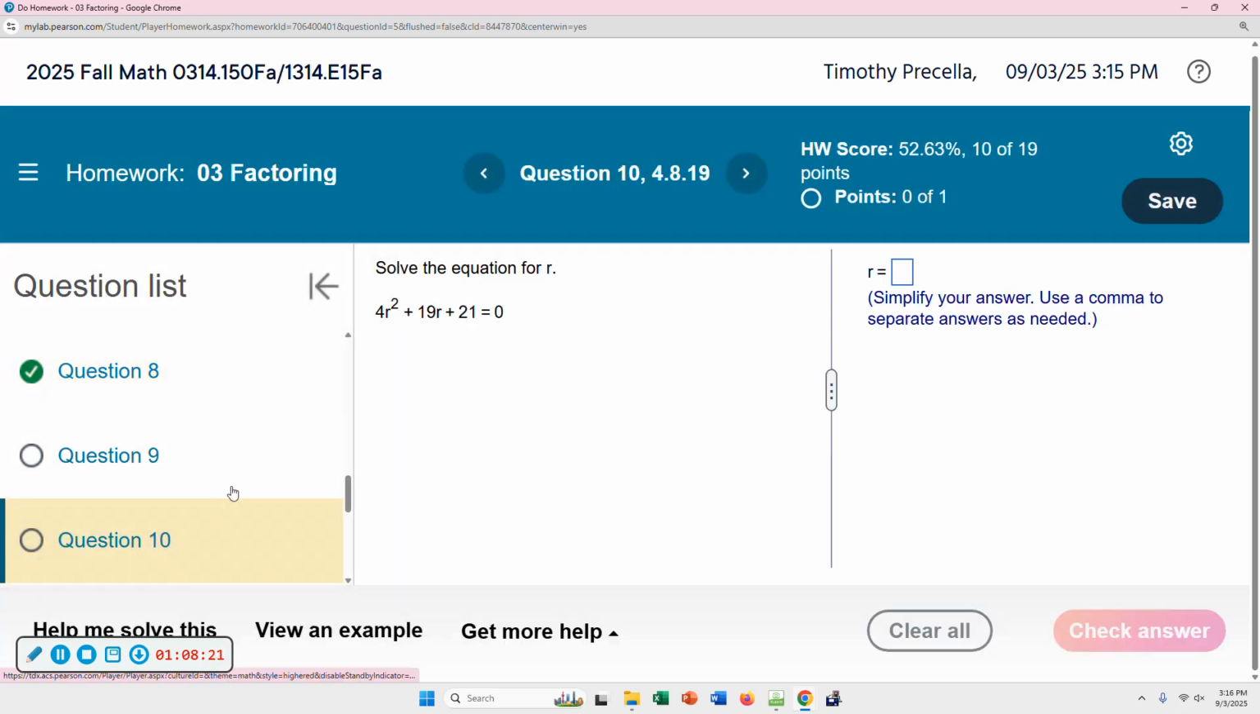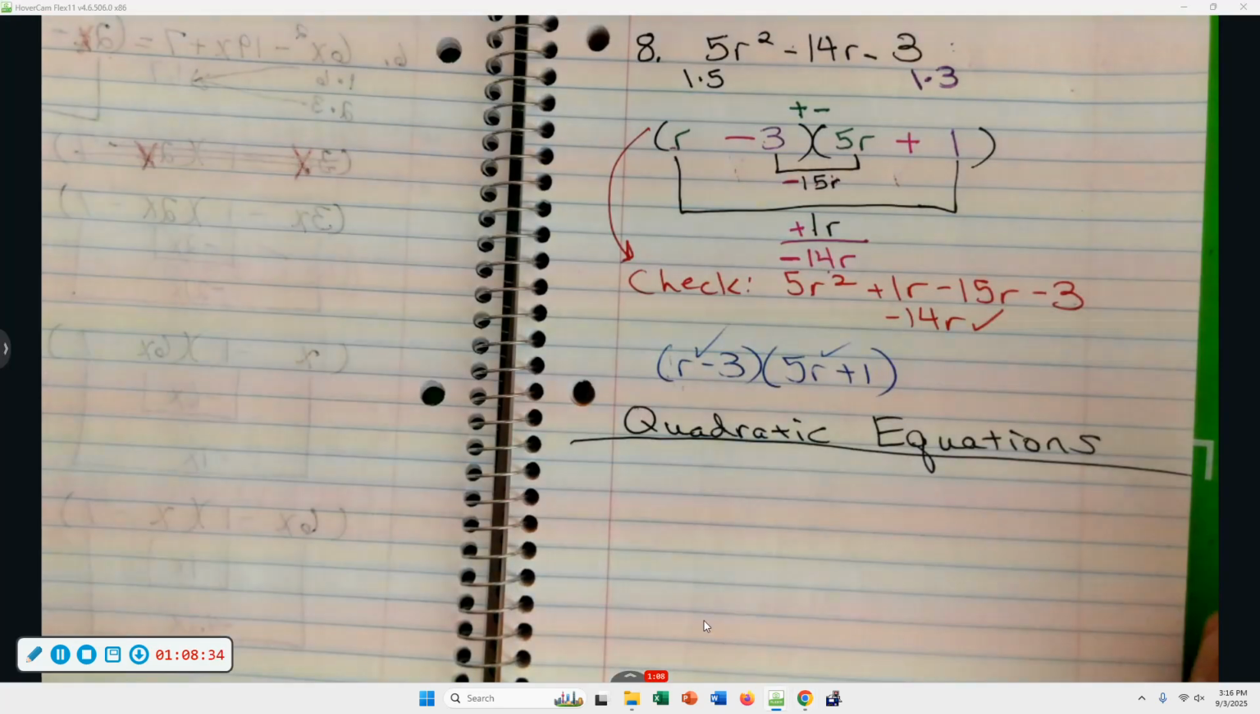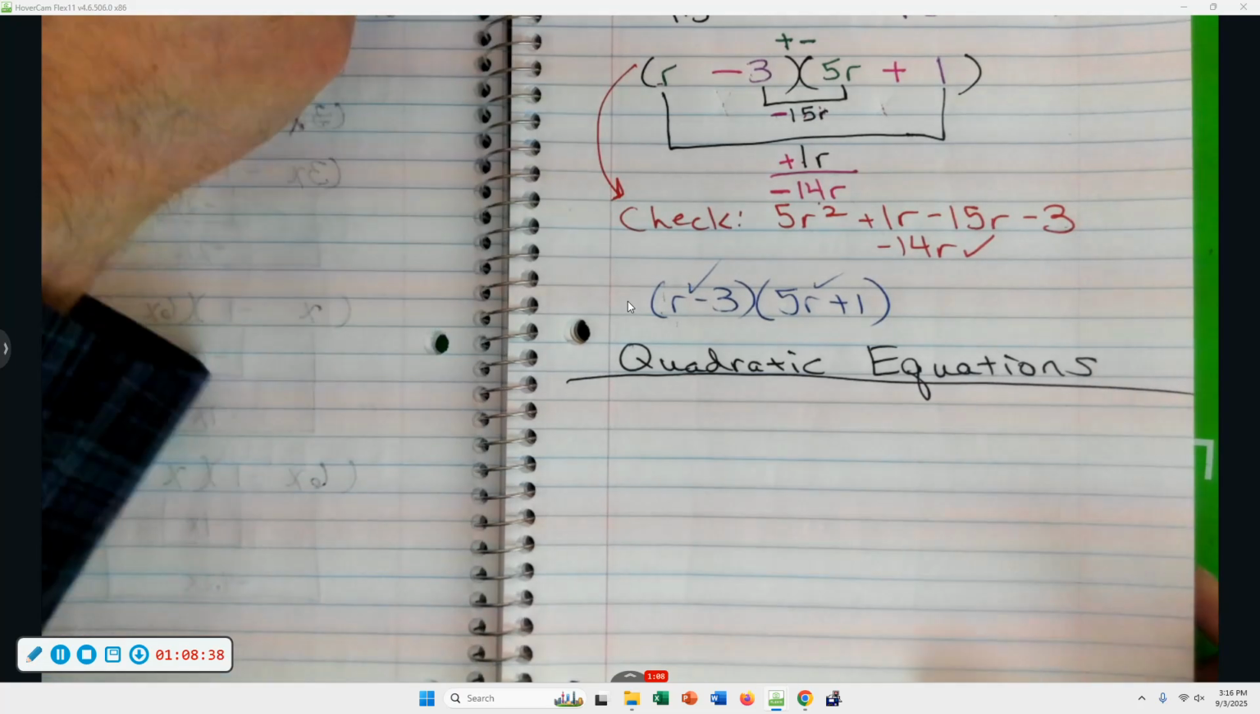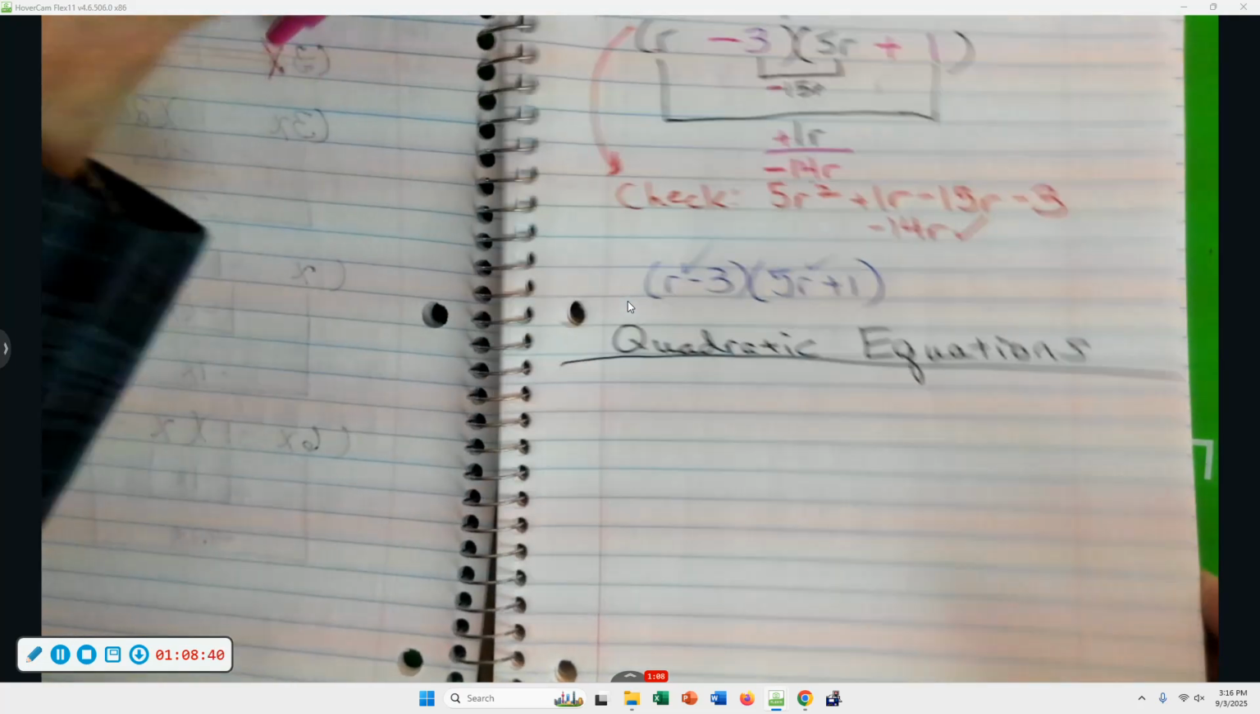If it says solve an equation, your answer will be numbers. It might be a variable equals numbers. Now, I'm going to do a little writing right now. Quadratic equation. We're going to make the assumption that an equation is anything that has an equal sign, okay?